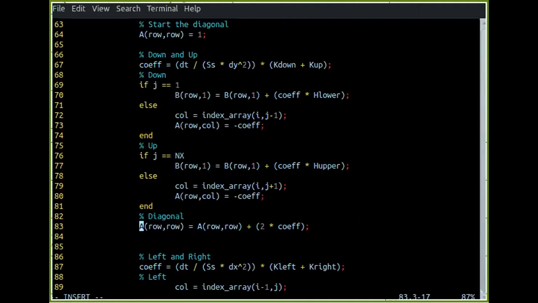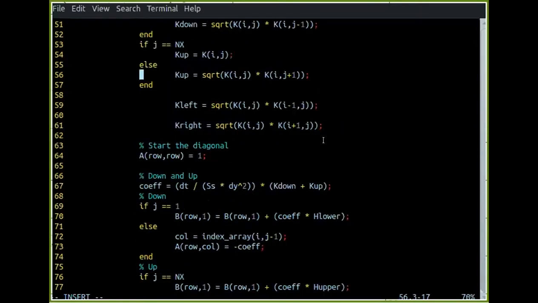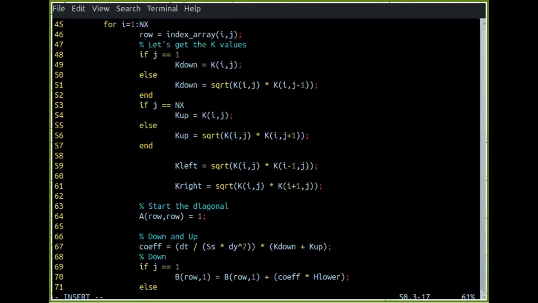Sorry, Dr. Williams? Yes. Do you mind going back up to the if statement for K up? Yes. I mean, no, I don't mind. Here we go. I just want to make sure I had it right. Thank you. You got it.